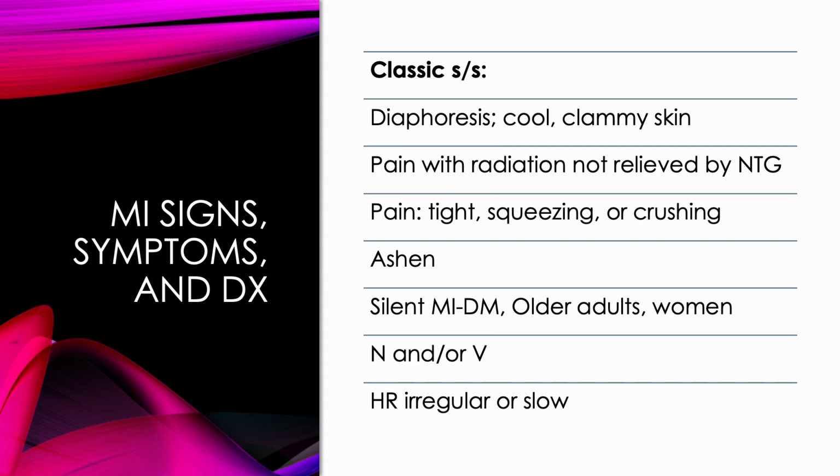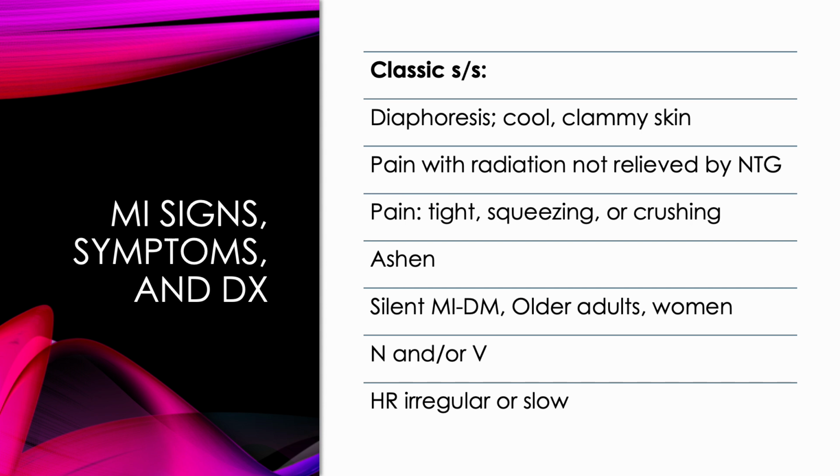The pain with radiation in their chest is not relieved by nitroglycerin. It's not relieved by position changes. And it doesn't change when they breathe. Okay? The pain is described as tight, squeezing, or crushing. The patient can look ashen.